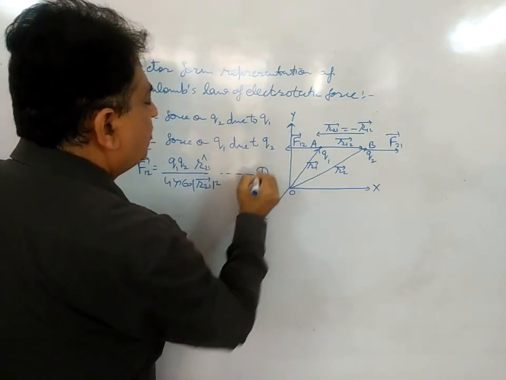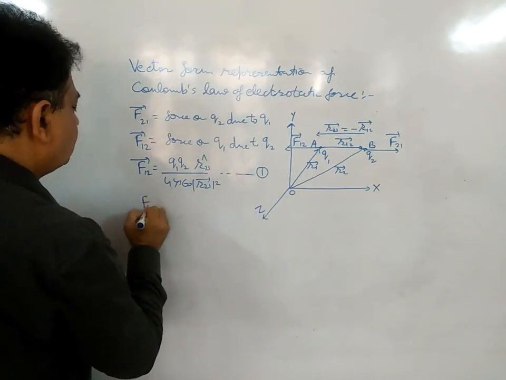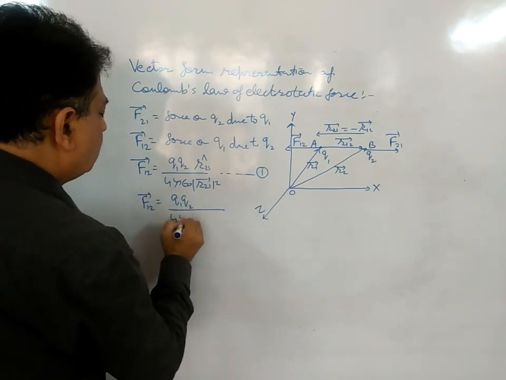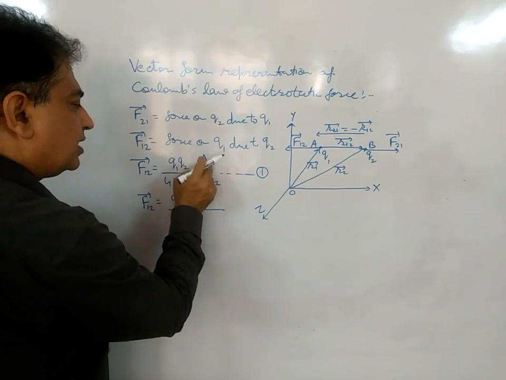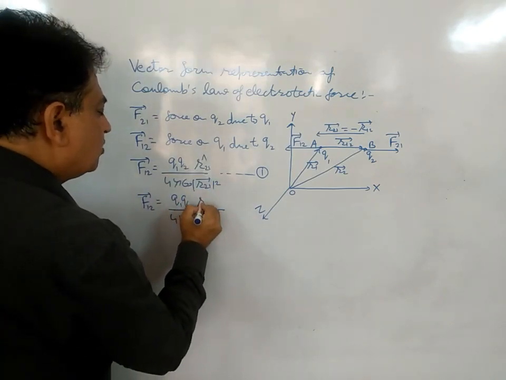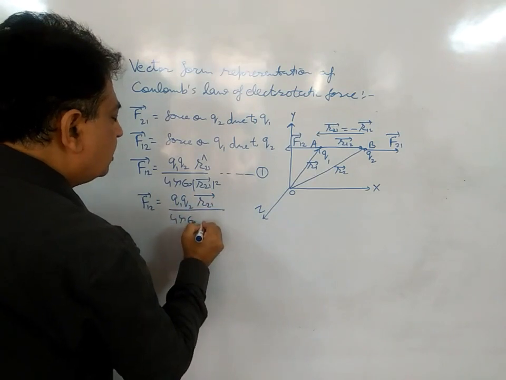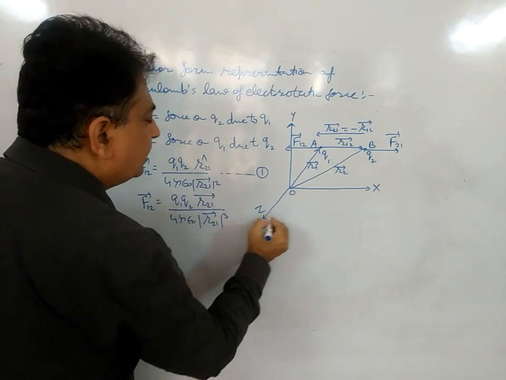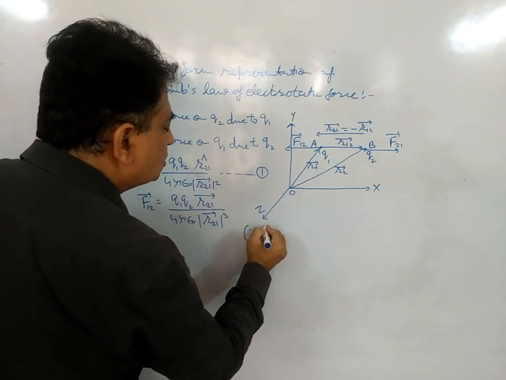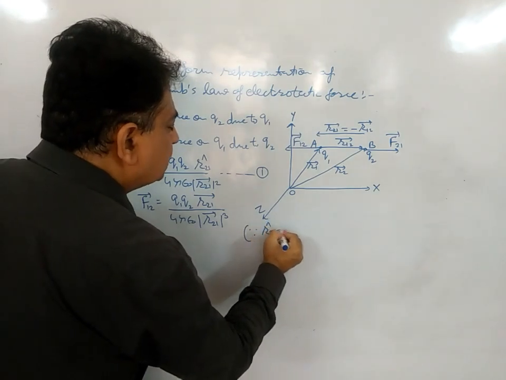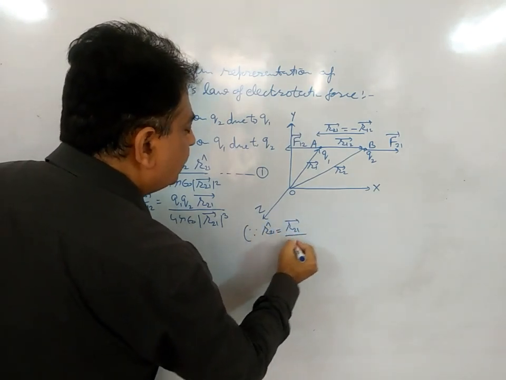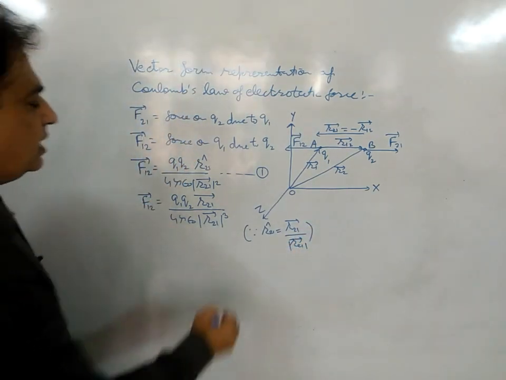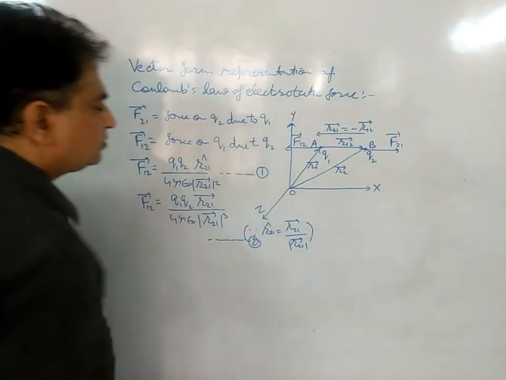This is the equation number 1, and F12 can also be written equal to Q1 Q2 divided by 4 pi epsilon naught. Now here R21 cap can be written equal to R21 vector divided by R21, then it will become cube here. This is because R21 cap is equal to R21 vector divided by R21 its magnitude. So this is the second equation, suppose.